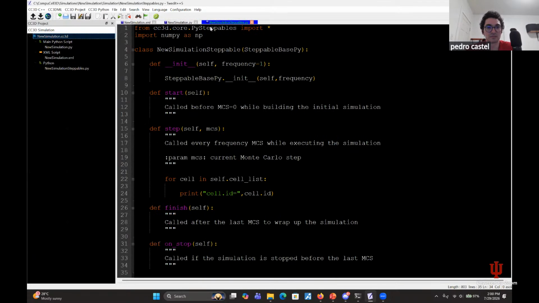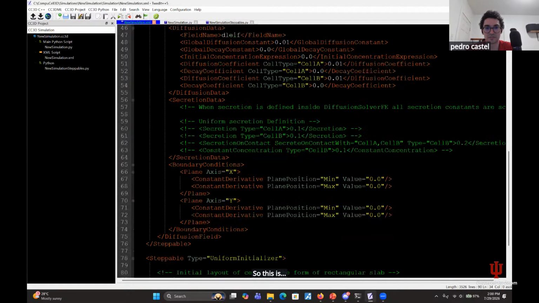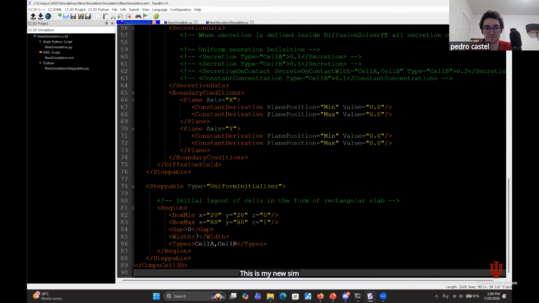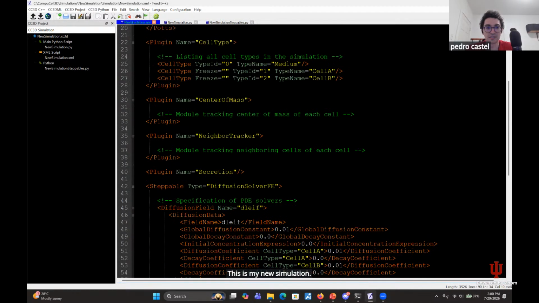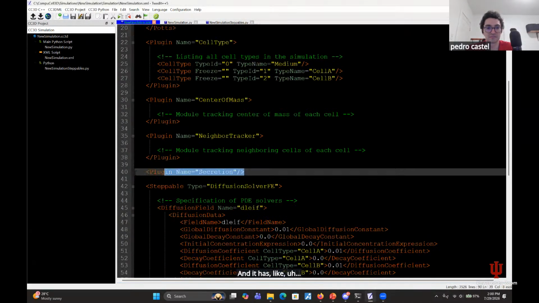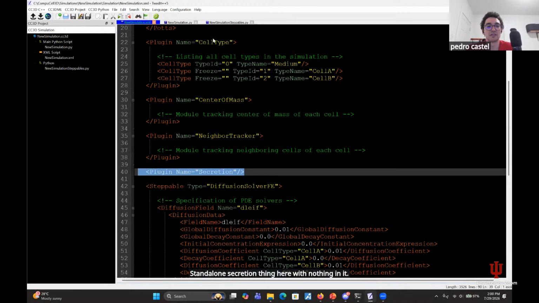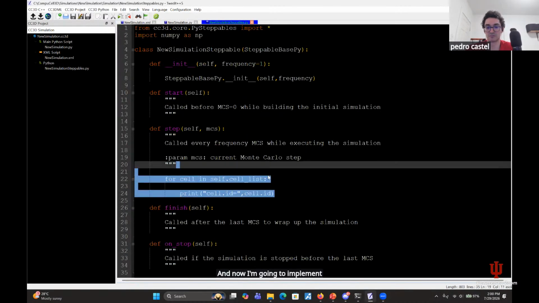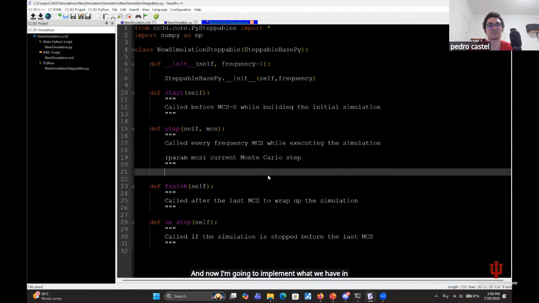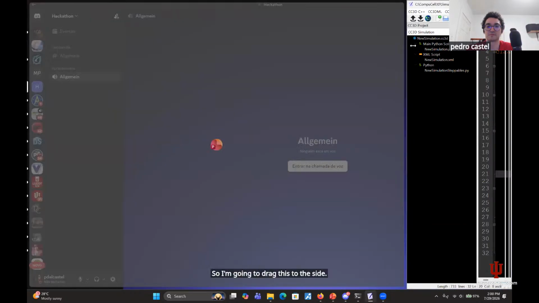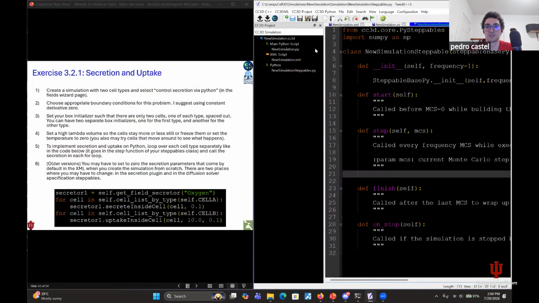So this is my new simulation. And it has a standalone secretion thing here with nothing in it. And now I'm going to implement what we have in the slides. So I'm going to drag this to the side. And now I'm going to reproduce what I have on the slide.